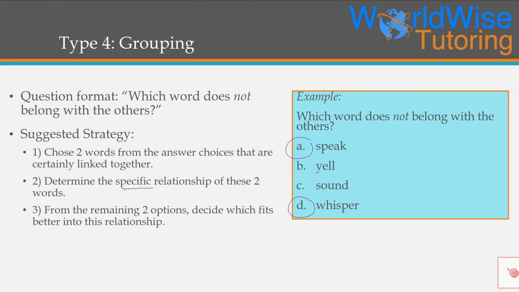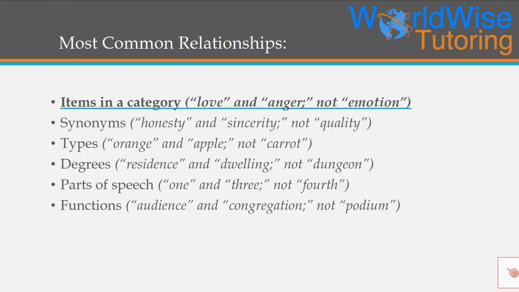Now that I've determined the relationship of those 2 words, I'm going to look at the remaining 2 options and decide which one is also a way of talking. That would be yell. Because those 3 fit together, sound is the one that does not. And specifically in this case, sound is more of the category, and speak, yell, and whisper are more of the types underneath that category. Just like with analogies, there are common relationships you'll see in the grouping, like we just saw items in the category.